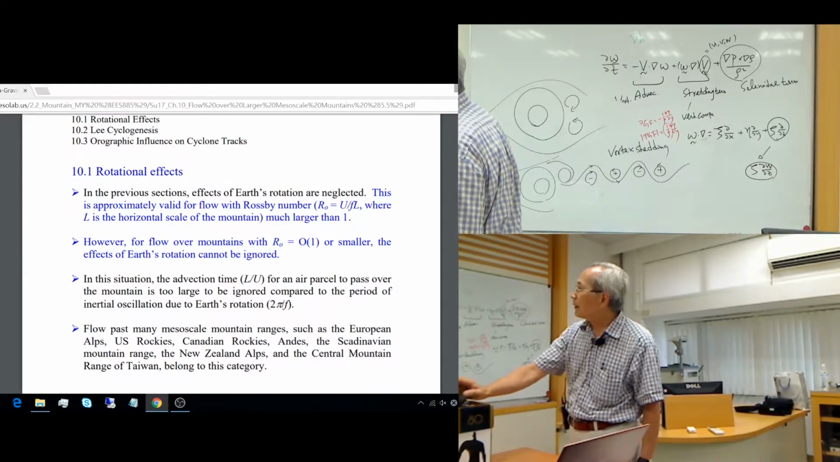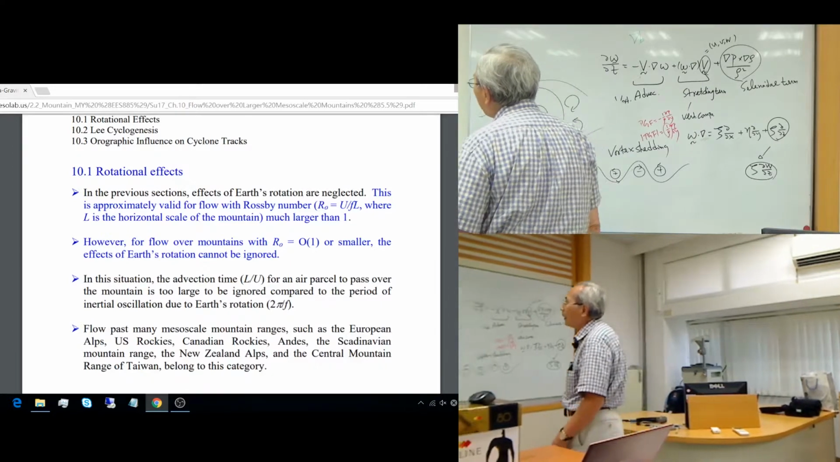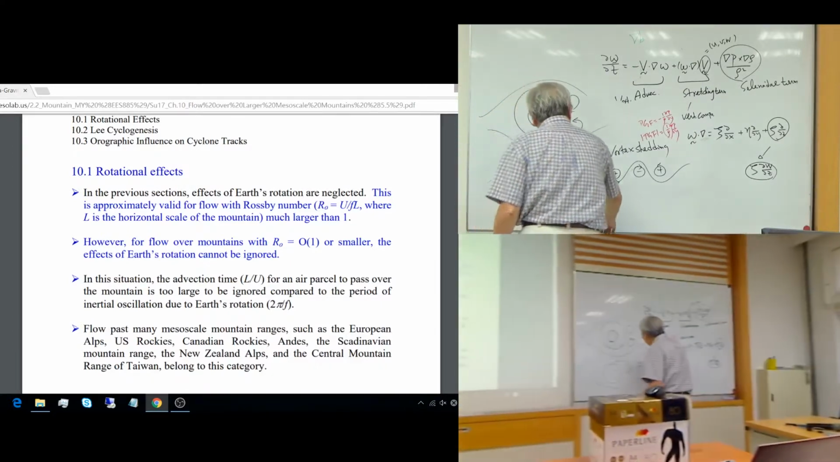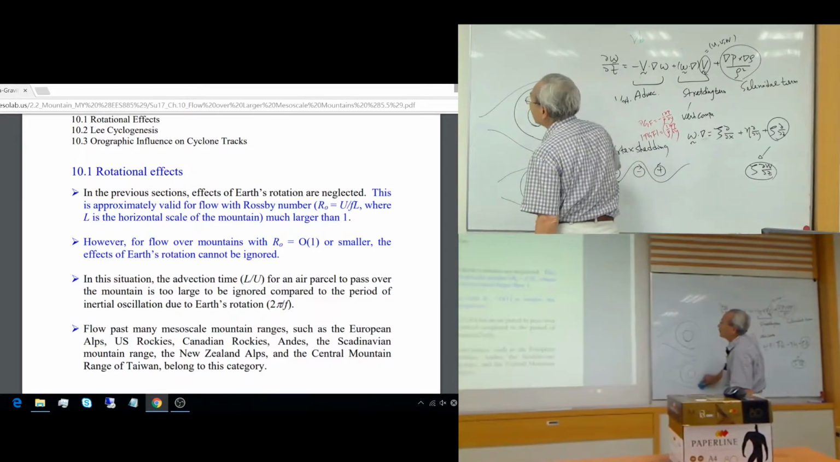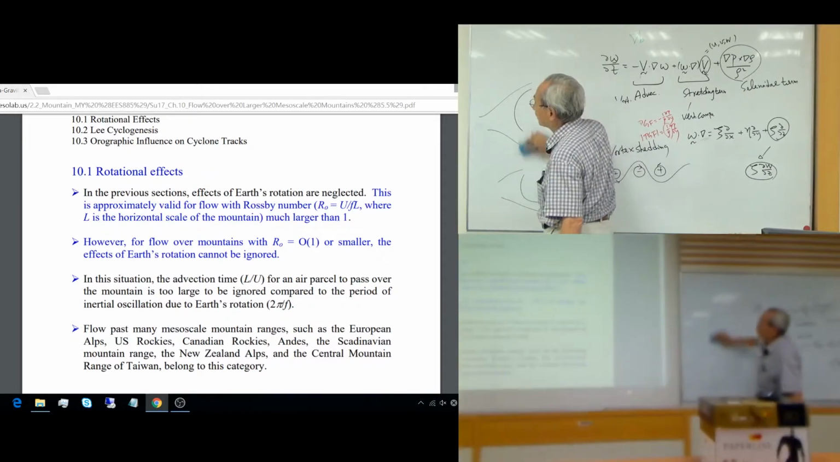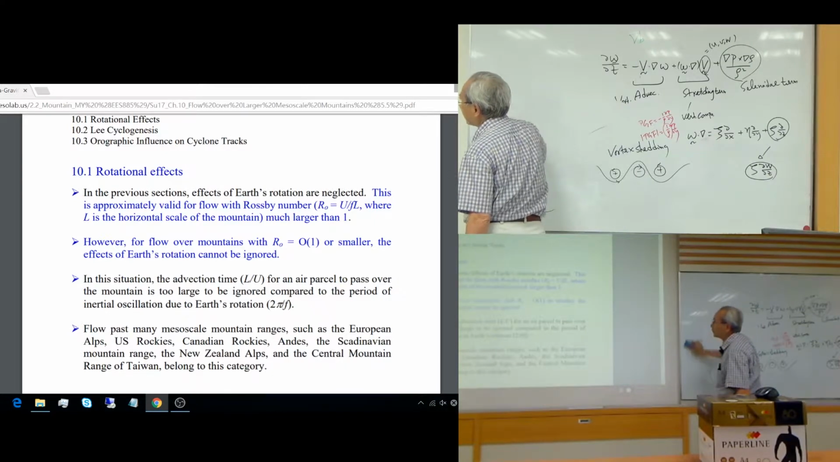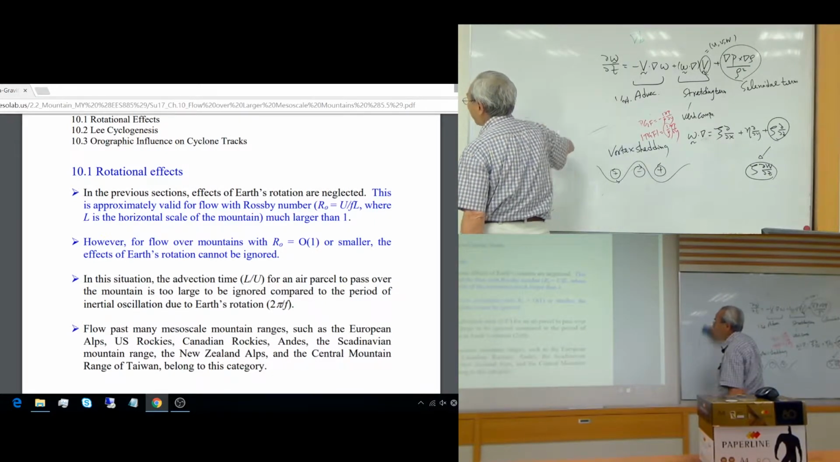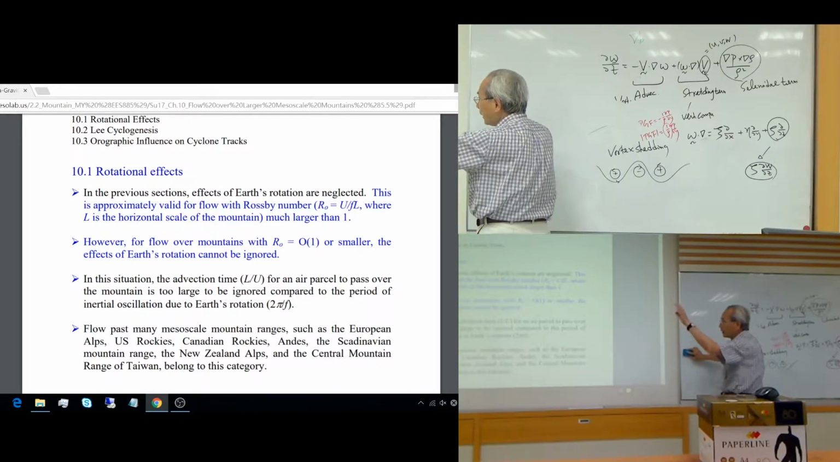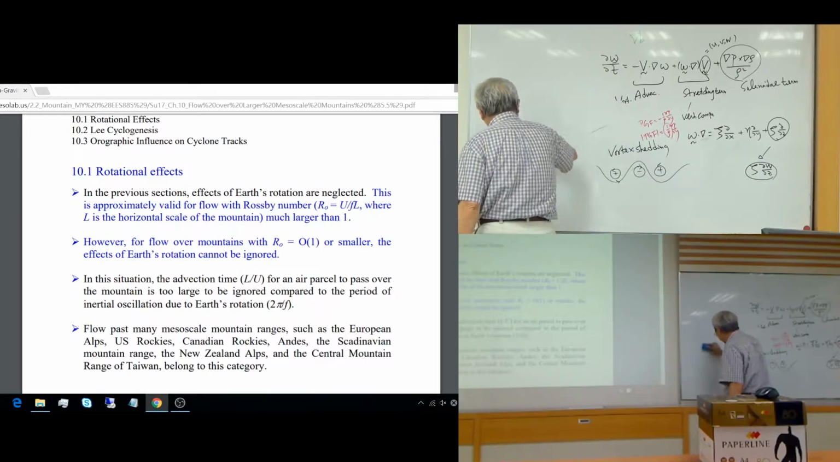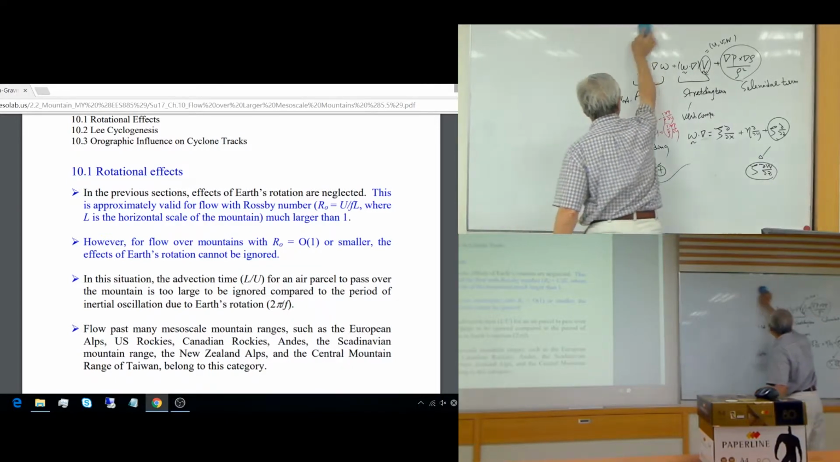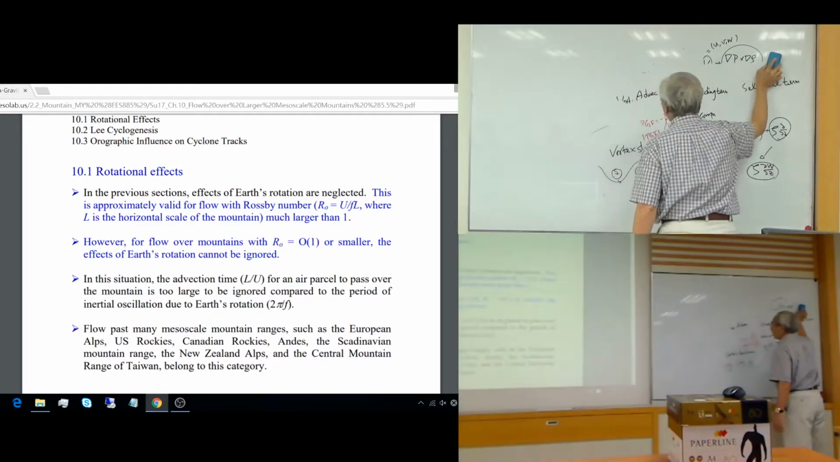So in this case, the advection time, L over U, for the air parcel to pass over the mountain is too large to be ignored compared to the period of the oscillation, so we have to include the rotational effect. That's the F.